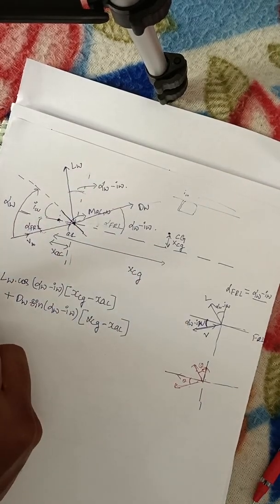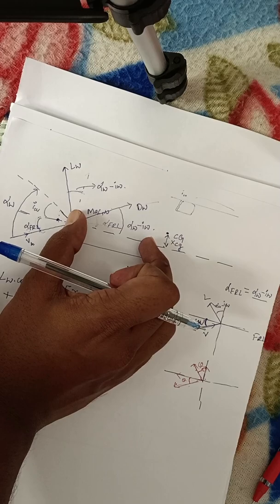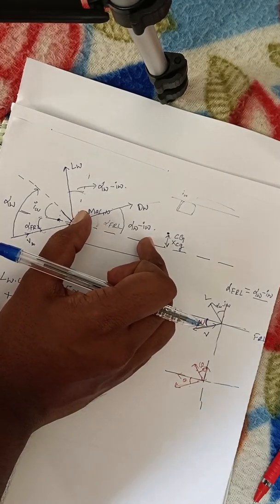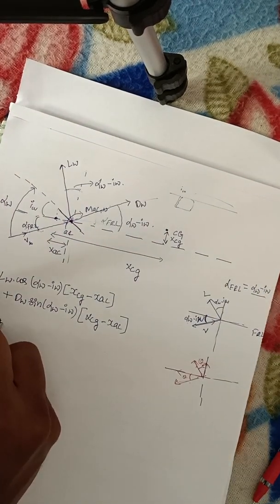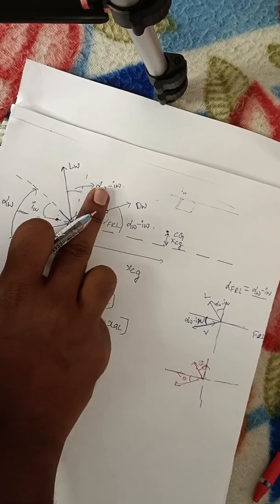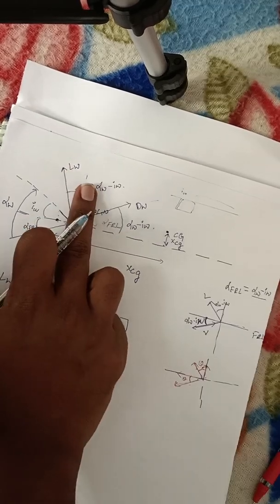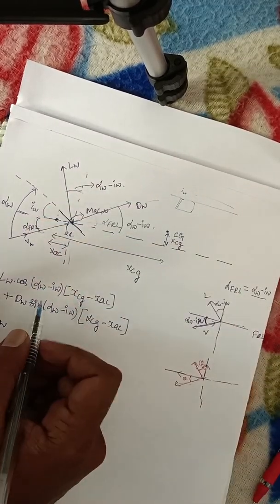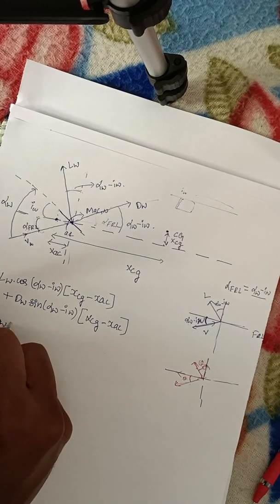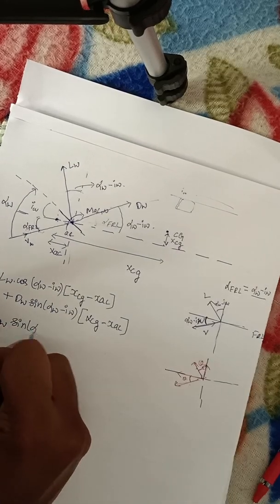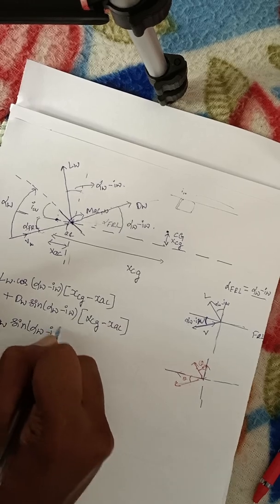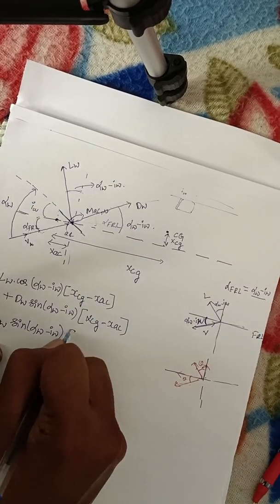Now consider the horizontal components. What is the horizontal component? Same thing, LW. Of course, this is alpha W minus IW. This is L cos theta, this is L sin theta. So LW into sine of alpha W minus IW. Go through this diagram, you will get to know everything.